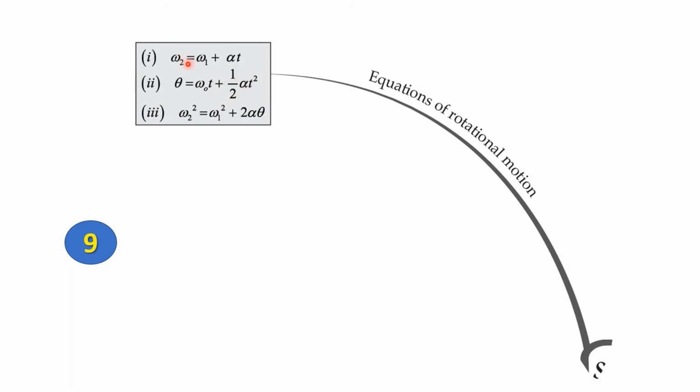So the first formula will be omega 2 is equal to omega 1 plus alpha t, the same as v is equal to u plus at. And the second formula is theta is equal to omega naught t plus half alpha t square, which is s is equal to ut plus half at square. The third formula here is omega 2 square is equal to omega 1 square plus 2 alpha theta.